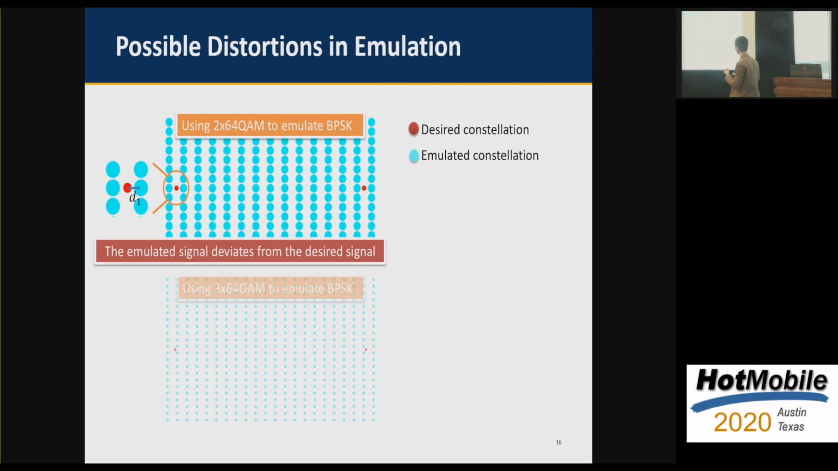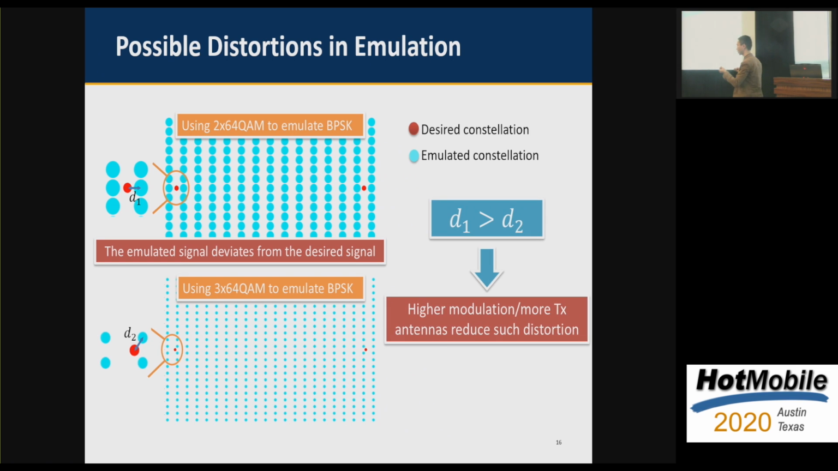So right here we can see that even with two times 64-QAM, we still have a deviation from the desired constellation point to the emulated constellation point. But if we increase to three times, this D2 is actually shrinking, but it still doesn't exactly match. So in order to reduce such distortion, we can use higher order modulation or use more TX antennas.